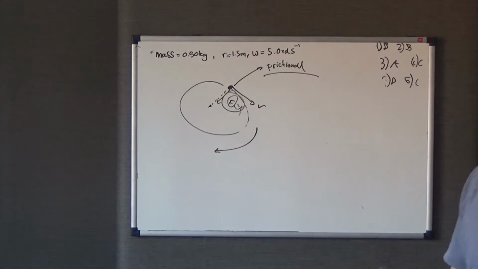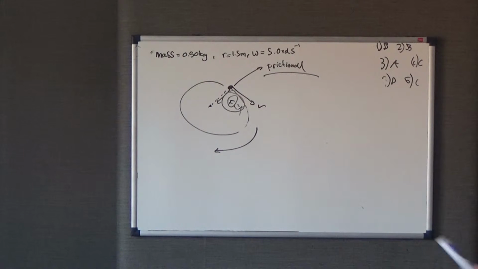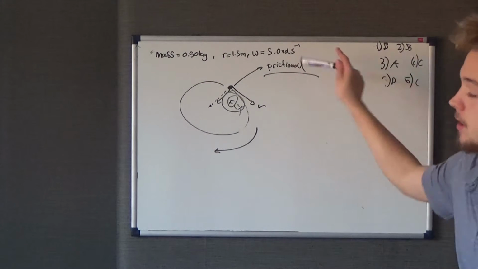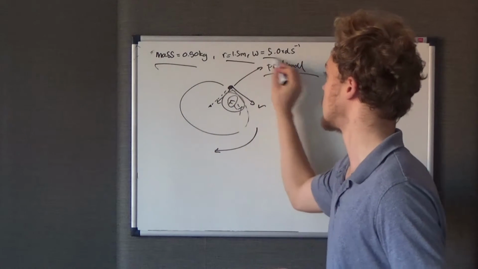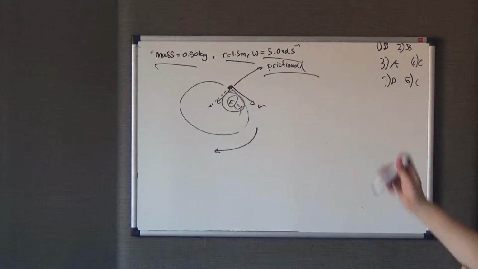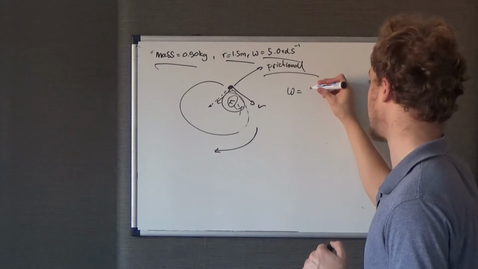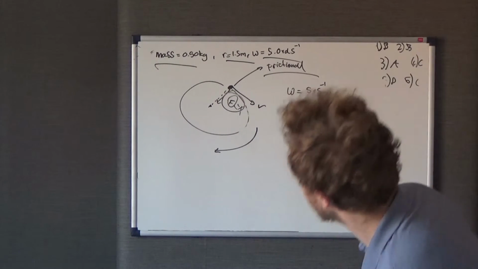So the only other force must be the tension, and for this to balance, the tension must be acting inwards, but that doesn't really matter. Either way, you'll end up working it out the same way. So key bits of information: mass, radius, and angular speed. Now you could work out the time period if you wanted to do it the long way around, so we'll do that. The angular speed is 5 rad s to the minus 1.